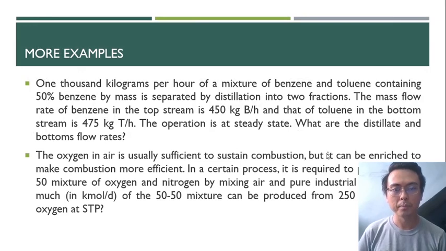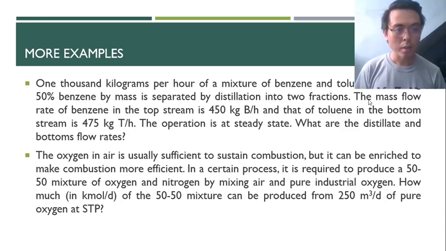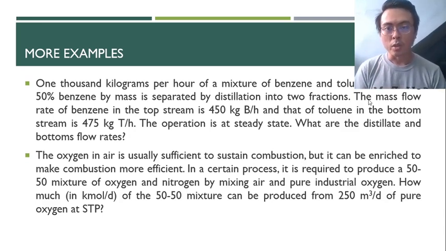Okay, next problem. So let's transfer here. Next example. The oxygen in air is usually sufficient to sustain combustion, but it can be enriched to make combustion more efficient. In a certain process, it is required to produce a 50-50 mixture of oxygen and nitrogen by mixing air and pure industrial oxygen. How much, in kilomoles per day, of the 50-50 mixture can be produced from 250 cubic meters per day of pure oxygen at STP, or standard temperature and pressure?